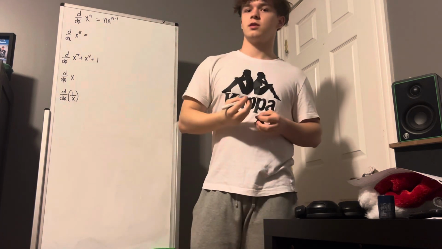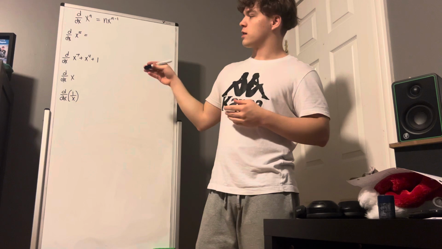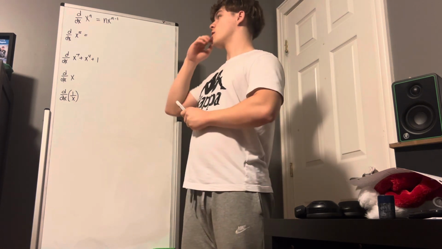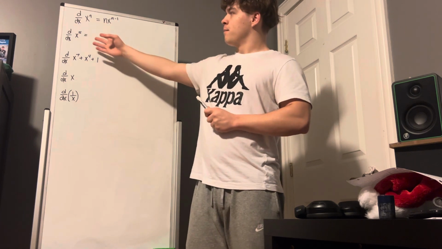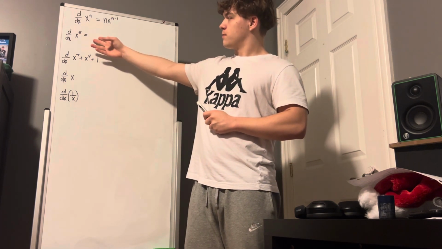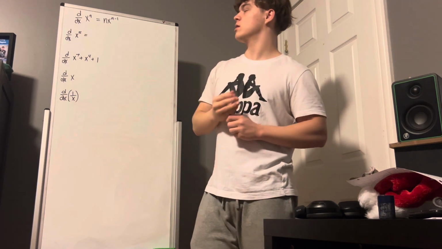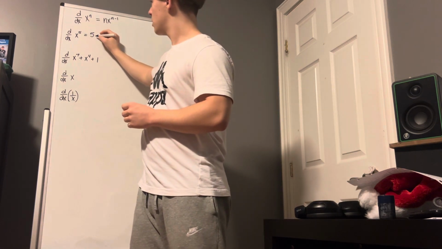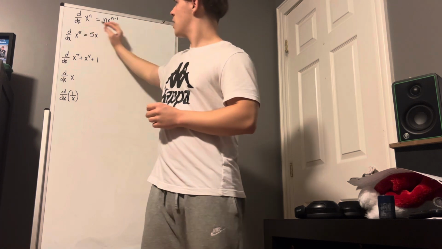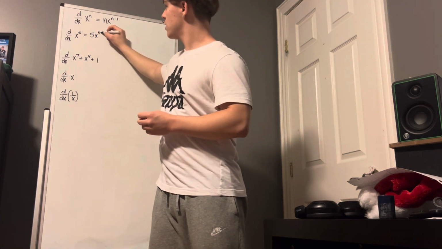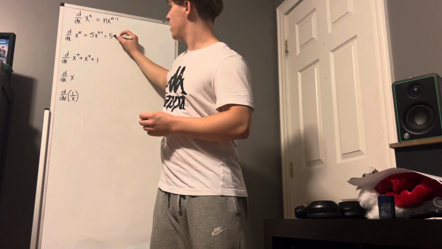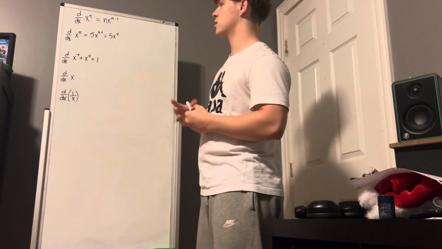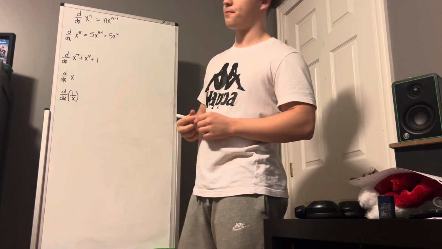Now remember d dx, that's derivative with respect to x. So first, let's do x to the 5. Let's bring the 5 down, times it by x to the n minus 1, which is 5 minus 1. So it's 5x to the 4. Very simple.